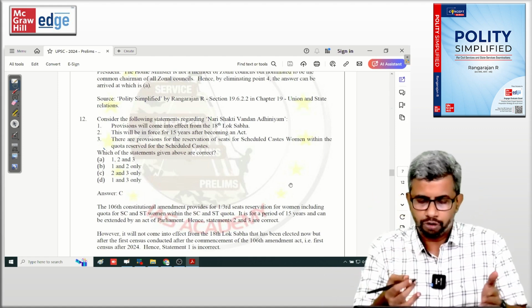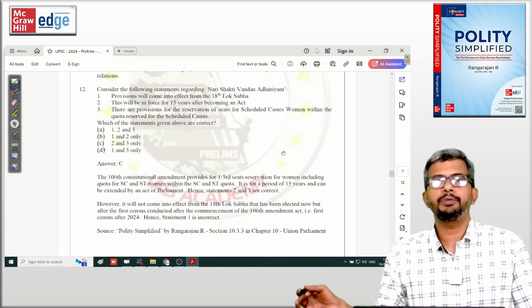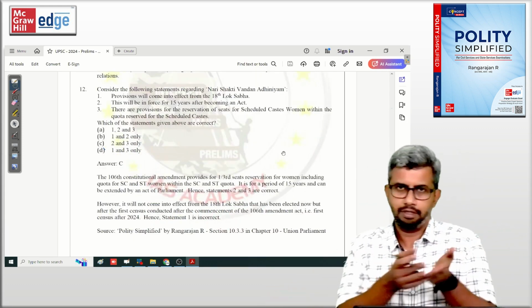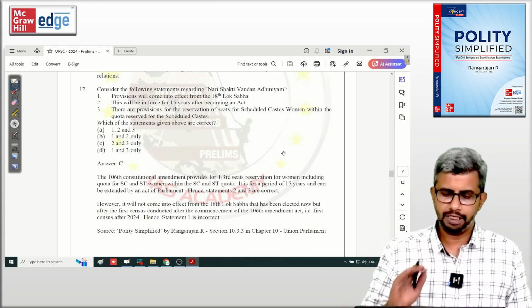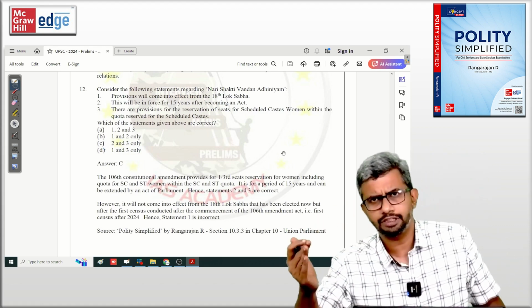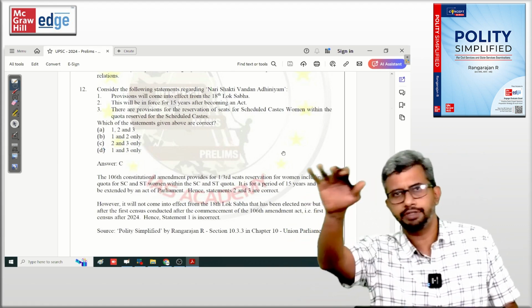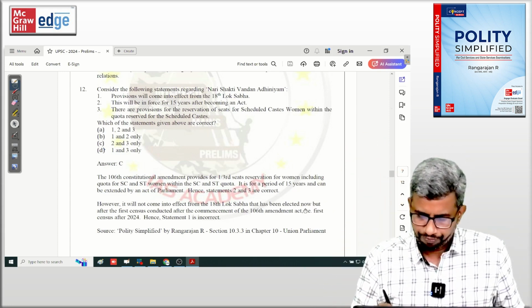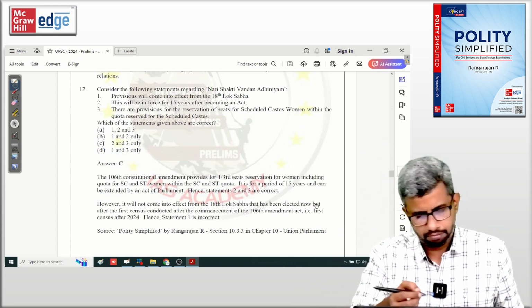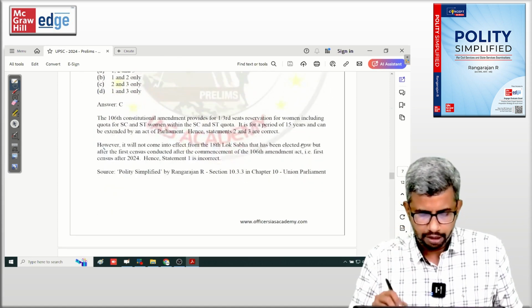Anyways, this has not come into effect in the 18th Lok Sabha. The 18th Lok Sabha is already constituted. It is for 15 years. The second statement is correct. And scheduled caste and scheduled tribe women will also have 1/3 reservation for the seats reserved for scheduled caste and scheduled tribe, right? And so, the answer is 2 and 3, C.